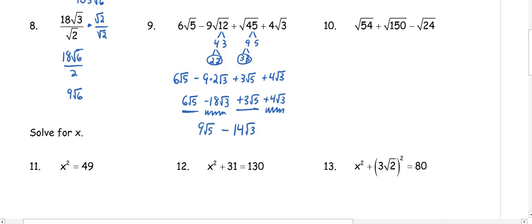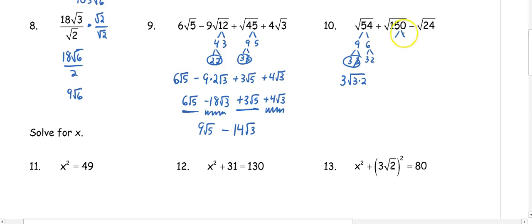Number 10, we have to simplify all of our radicals first. So two numbers that multiply to 54 are 9 and 6. Two numbers that multiply to 9 are 3 and 3. 6 is 3 and 2. So we have a pair of 3s and a 3 times 2 left over for 150.